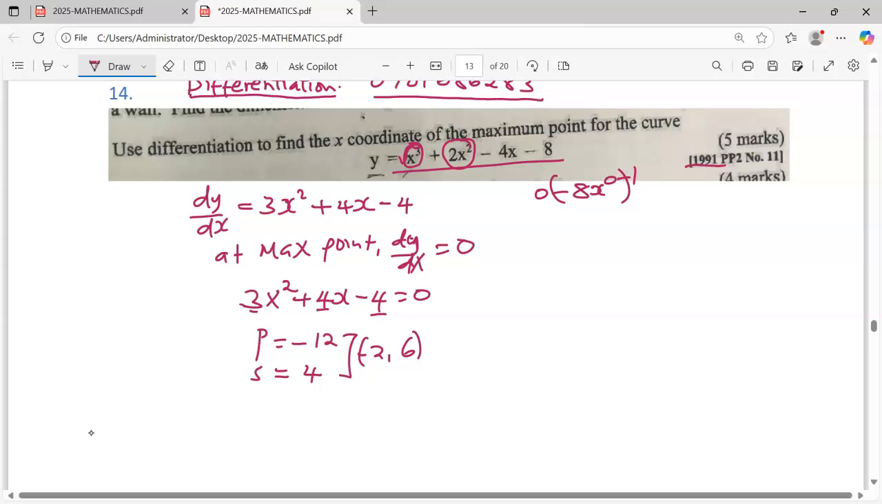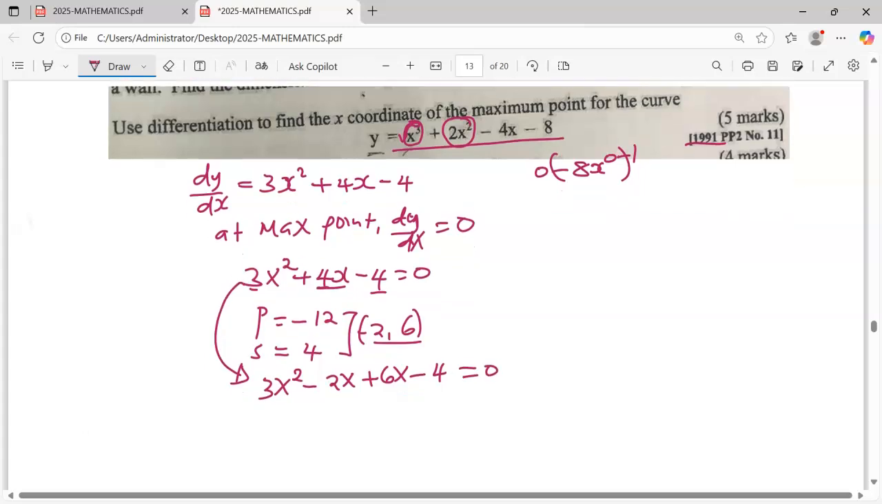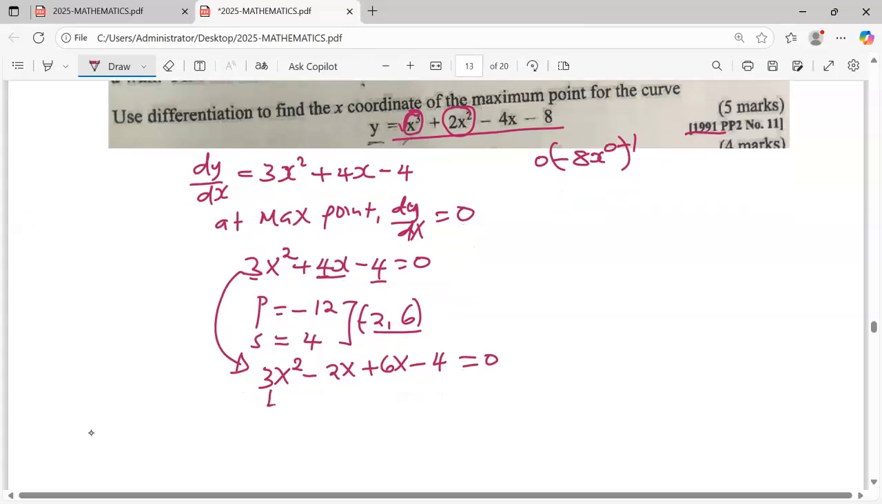After doing that, we bring down our function. The quadratic term, which is 3x squared, remains the same. Then the linear term, which is positive 4x, is replaced by the two factors, that is minus 2x plus 6x, minus 4, which is our constant, and this will be equated to 0. Once we have done that, now we can factorize the two parts in pairs.